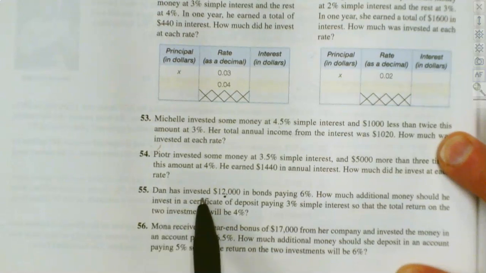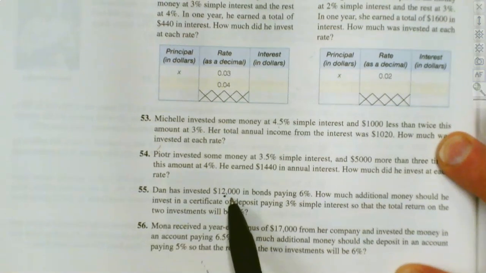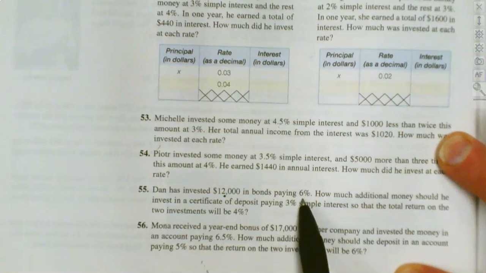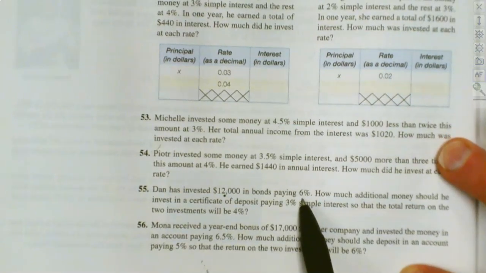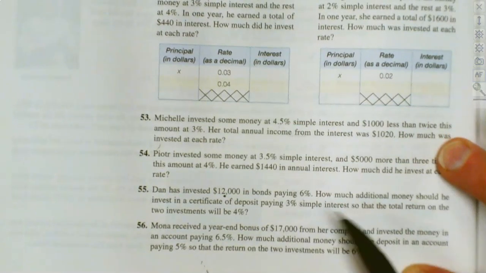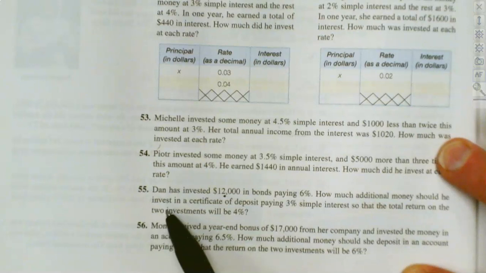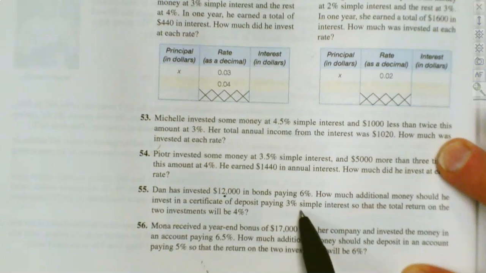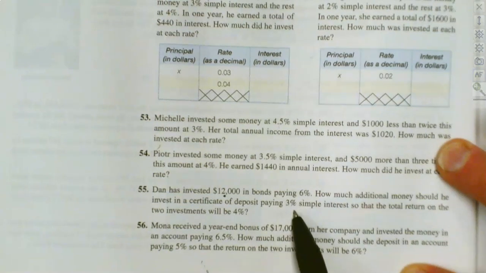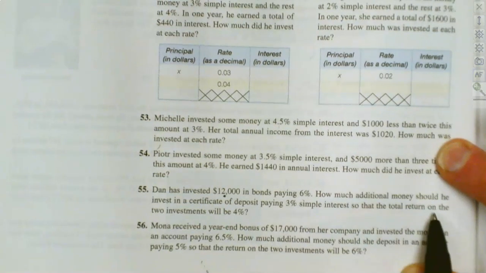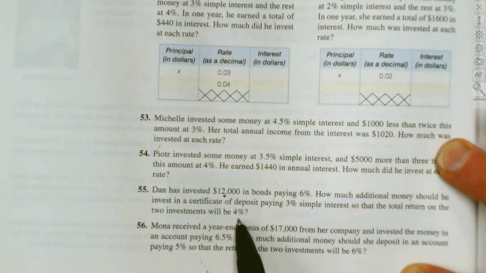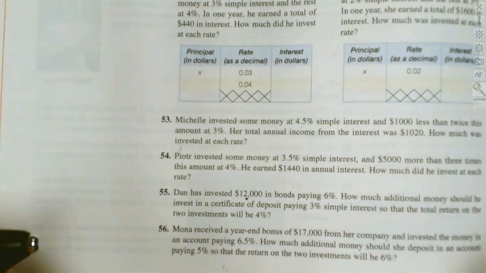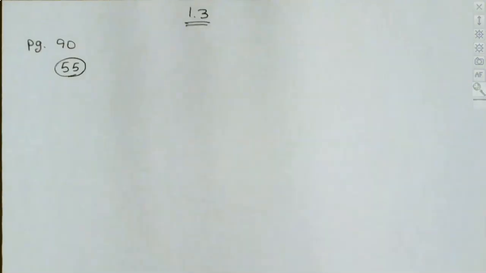So Dan has invested $12,000 in bonds paying 6%. How much additional money should be invested in a CD, certificate of deposit, paying 3%, so that the total amount of return on the two investments will be 4%? So let's see what we've got and how we're going to break this up.